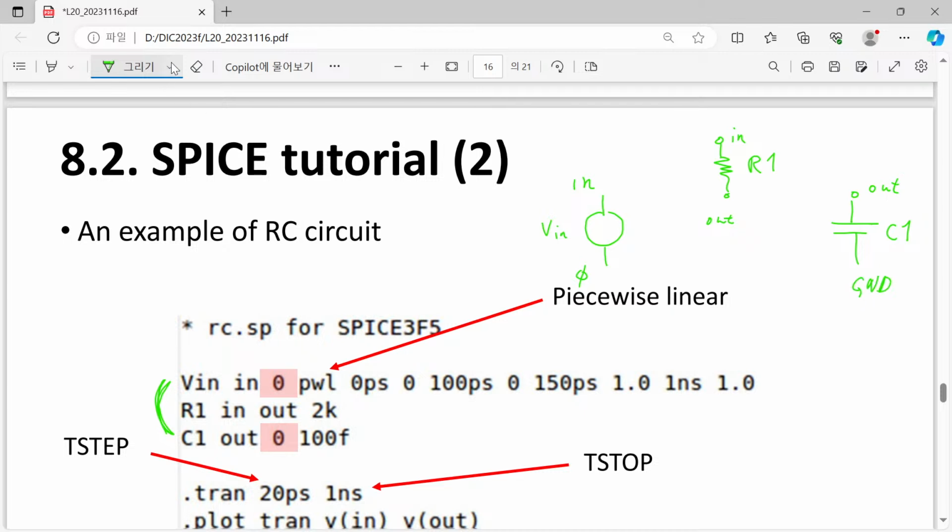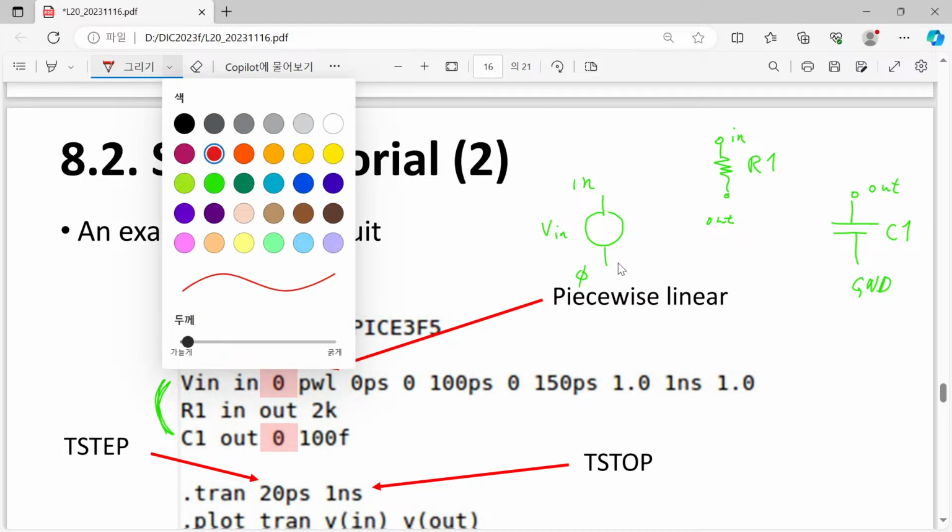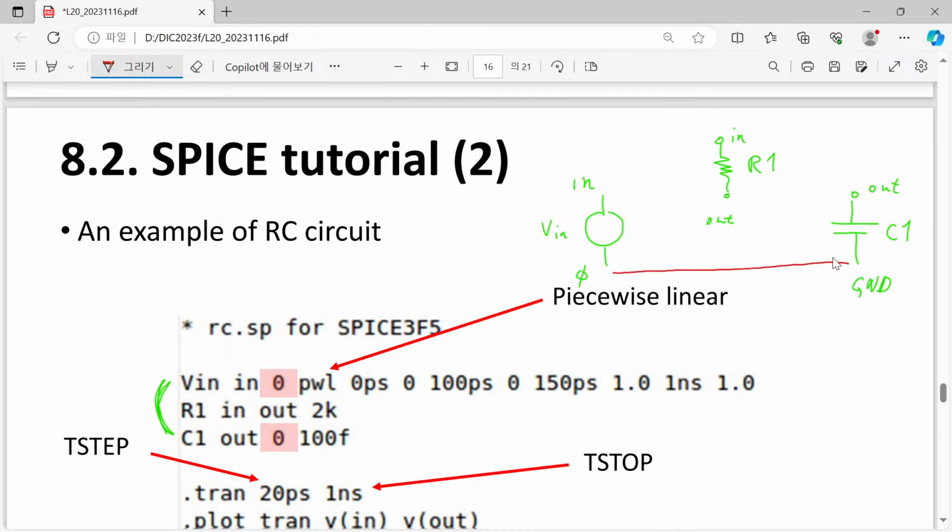So let's connect them. Then, simply speaking, grounds are connected, in nodes are connected, and out nodes are connected. This is an RC circuit connected to Vin. And if you go to the second line, R1 has 2K. It means that this is a 2 kilo ohm resistor. And if you go to the last line, it says 100 femto. Okay, this is a 100 femtofarad capacitor.